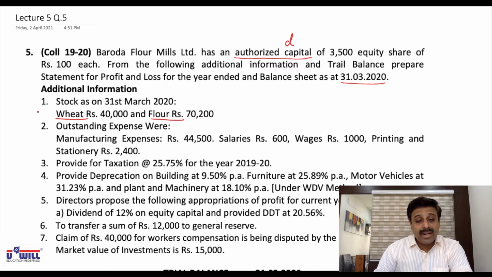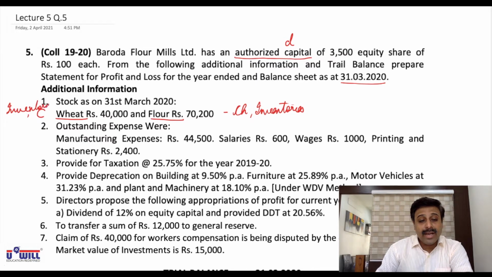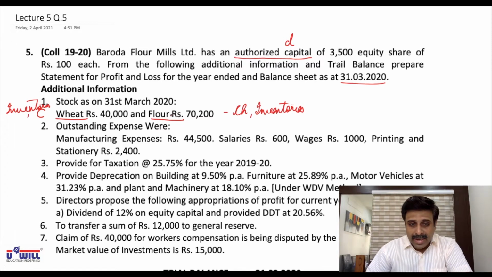So wheat is a raw material means it will be coming in cost of material consumed, marked as C, and flour will come in minus in change in inventories, and both of their second effect will be inventories. In balance sheet we will show it in current assets under the heading inventories. Okay, I repeat, wheat and flour. So wheat is a raw material, flour is the finished goods. So stock of wheat will come in consumption of raw materials, that is opening stock plus purchase minus closing stock. And stock of flour will come in change in inventories, that is flour is the finished goods, so opening stock minus closing stock.